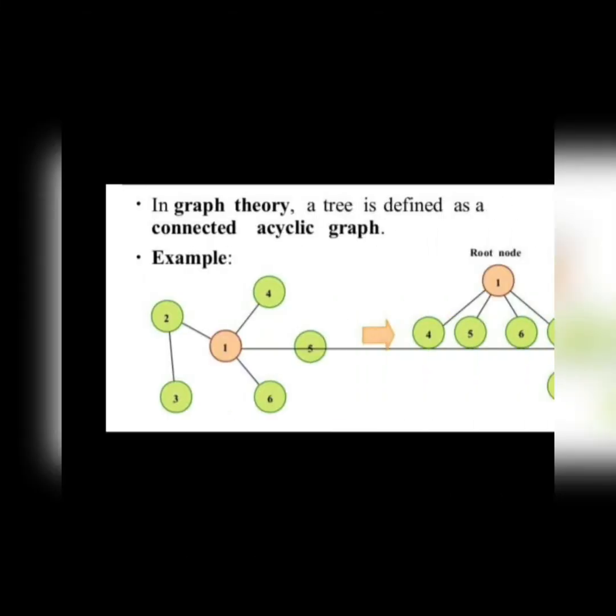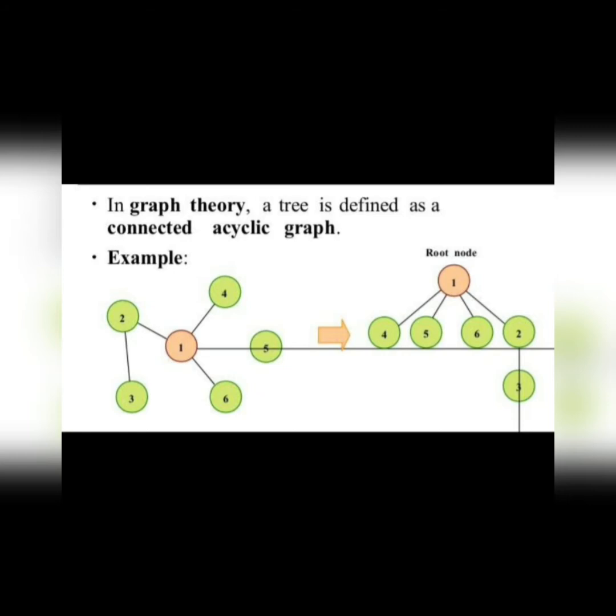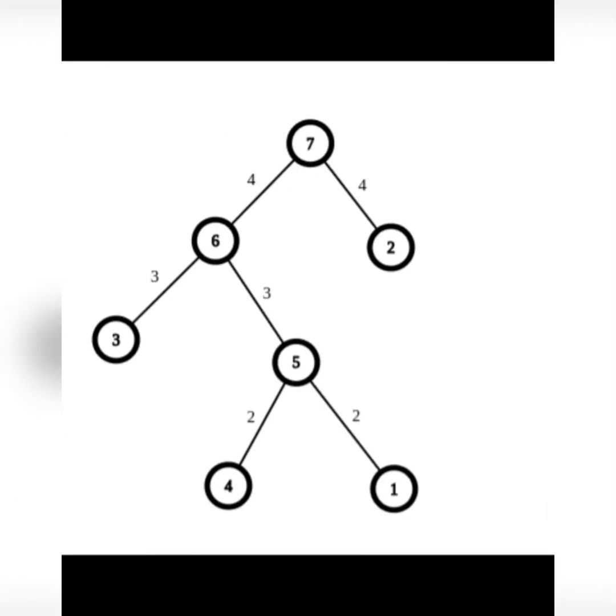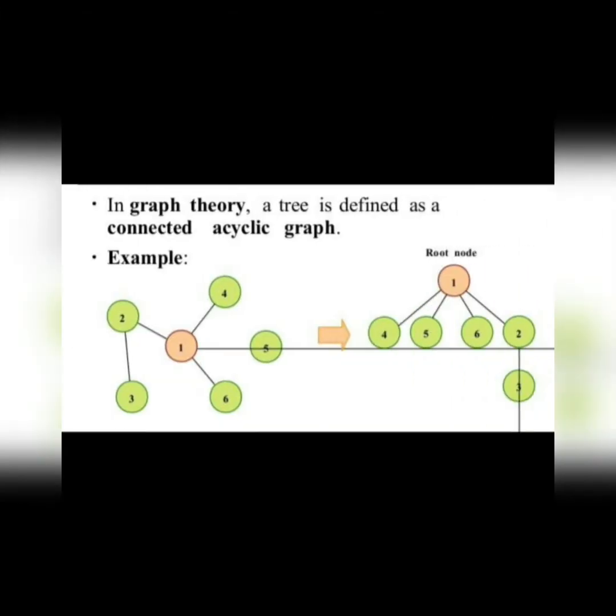Okay, so the next term is acyclic. Acyclic means we must not have a cycle in the graph. See this example. Can we find a cycle in this? No. So graphs of this type are called trees. So in graph theory, a tree is defined as a connected acyclic graph.